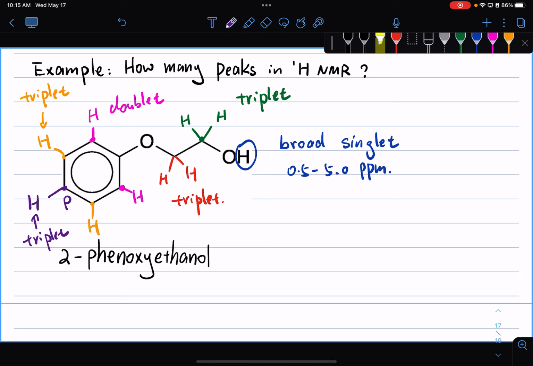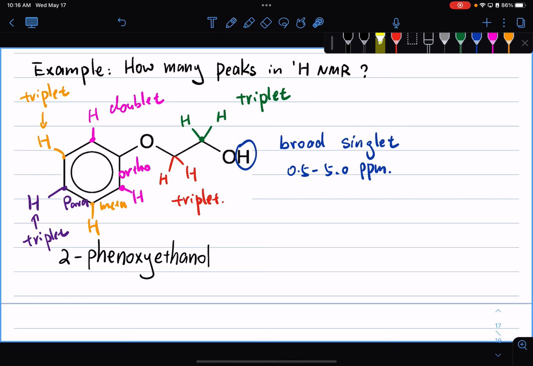All right, I'm just going to quickly write para here for you if you don't remember. So para, meta, ortho. All right? With me so far? That's how you assign the splitting pattern. And let me do one more thing before I take questions.